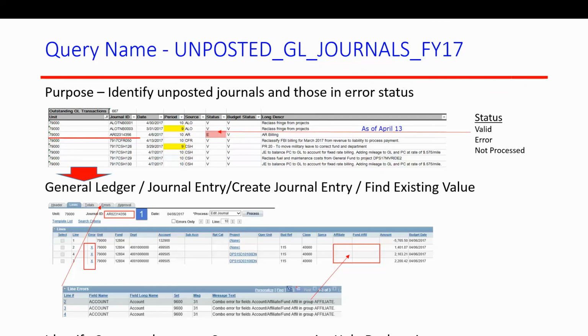The agency will need to determine what's the proper affiliate and fund affiliate. In this particular case, get with the help desk, advise them of what that affiliate and fund affiliate is, and request that the help desk input that and then post that particular journal entry.